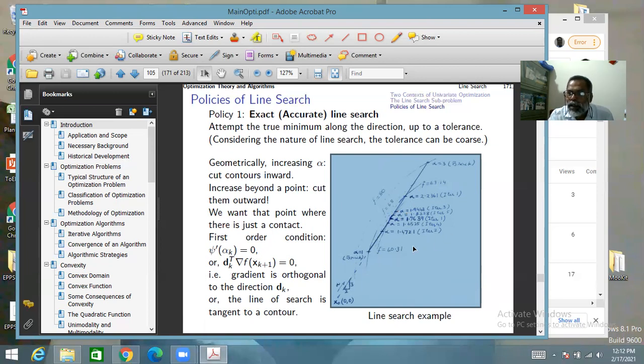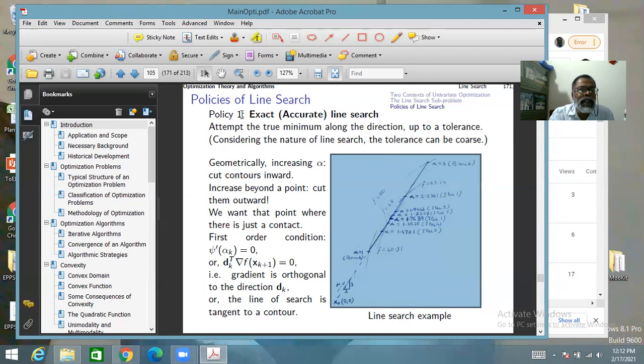Inner contours don't have any contact with the tangent line. Outer contours cut it at two places. That tangential contour touches at one point. Basically, both of these intersections merge, and beyond it, both of them become complex, and that is why it does not meet at all. Okay, so this is what exact line search proposes to do. Up to what tolerance it does, that's a different issue.